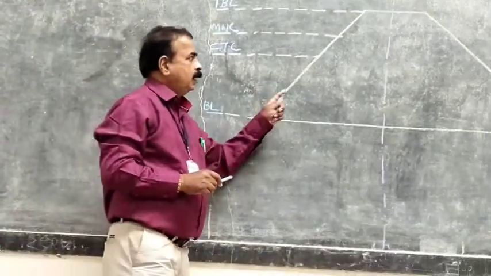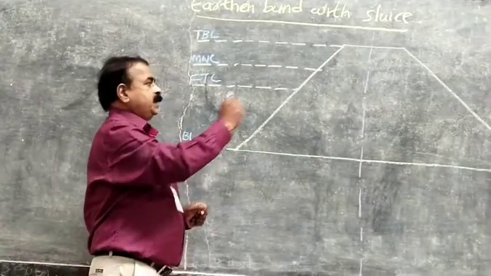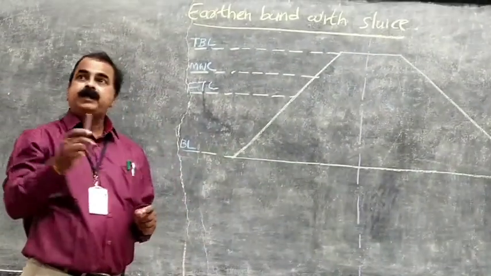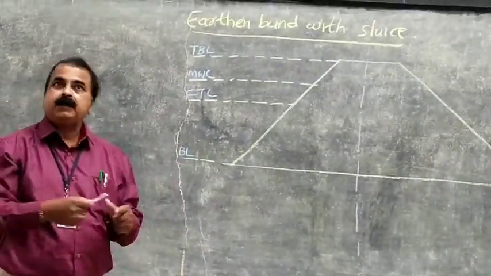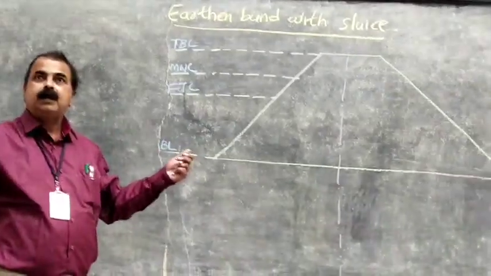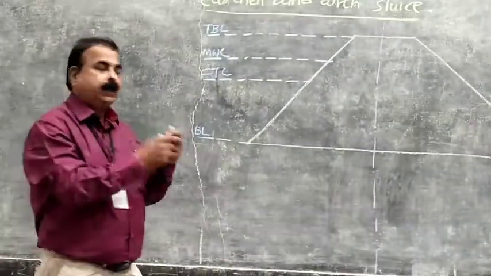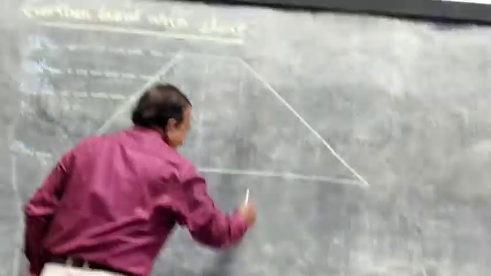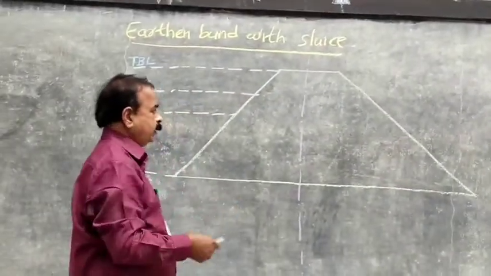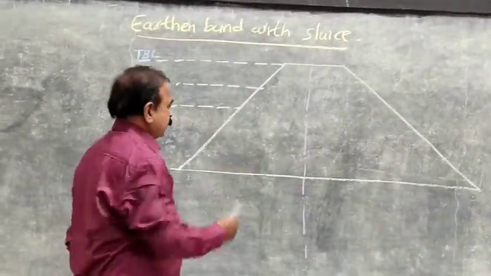One is cross section of the earthen bund, but it is called as the longitudinal section of the sluice. Why it is called longitudinal section of the sluice? Because we are considering the length of the pipe. You are considering the length here. So therefore, when you consider the length of the sluice system, it is called as the longitudinal section.